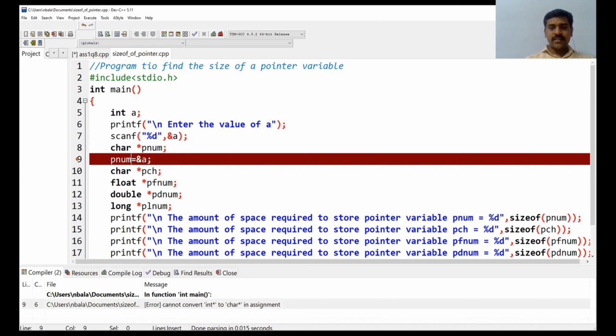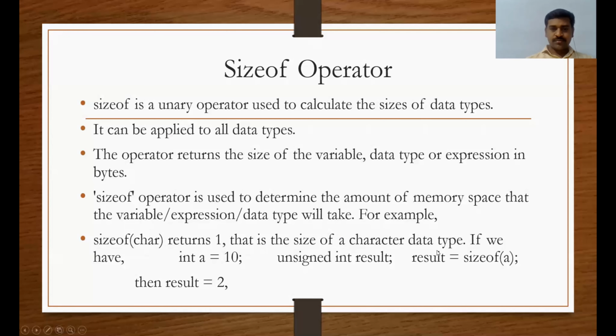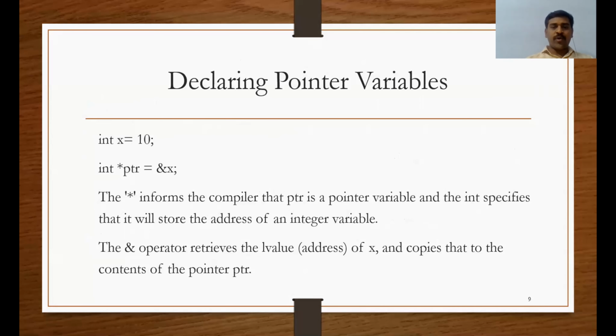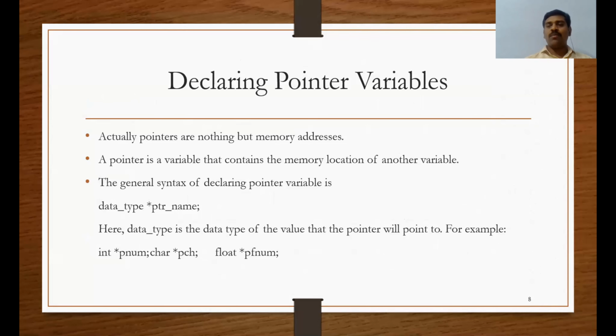So we have studied the following things: how to declare a pointer variable, and what is the amount of memory required to store the pointer variable. What is the space required? Irrespective of the data type of the pointer variable, all pointer variables require the same amount of memory. It depends on the computer we are using. In my laptop, it is occupying 8 bytes of memory.